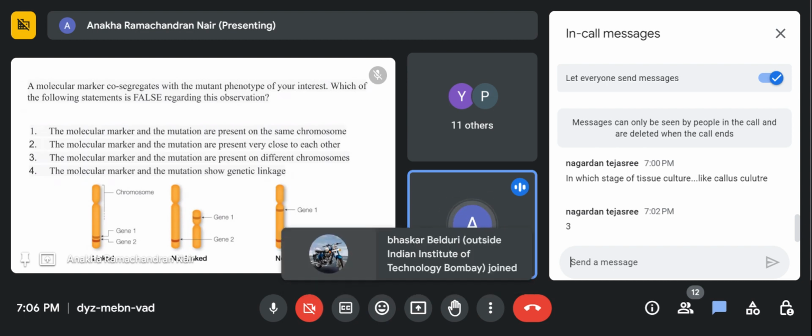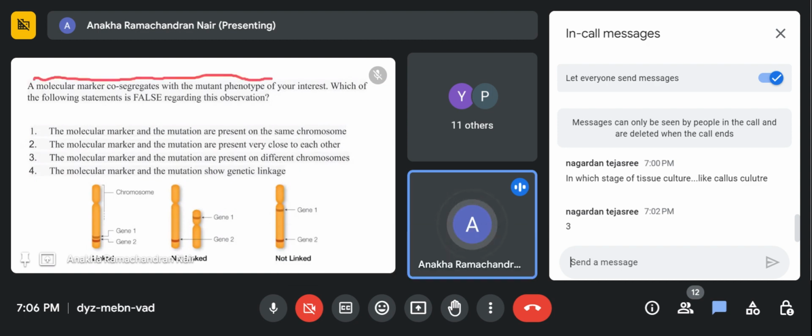So when they're saying that a molecular marker co-segregates with the mutant phenotype of your interest, that means no matter what cell you take, if the molecular marker is present, then the mutant phenotype is also present. Okay, so they are not separated at all. So that means they must be on the same chromosome. Otherwise, if they were on different chromosomes, the chances of you having a cell with only one of them will be high. Okay, so this is correct.